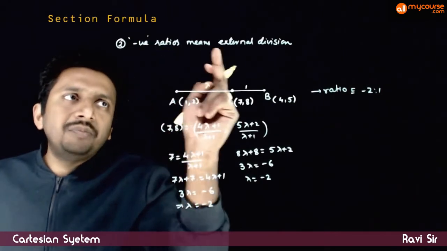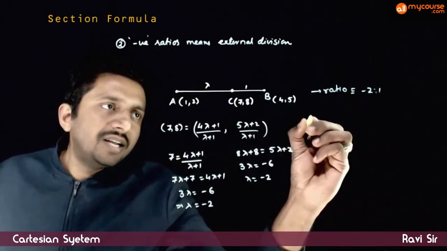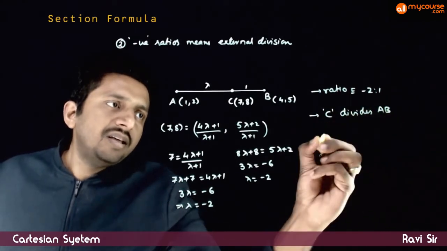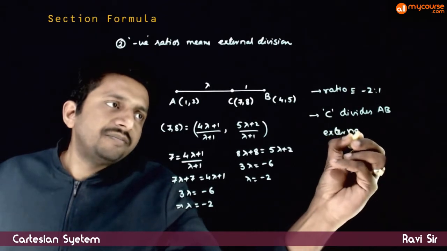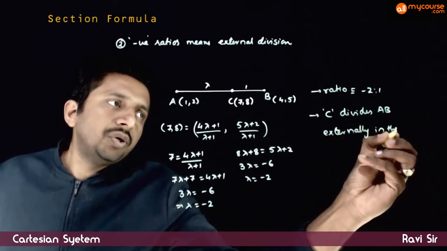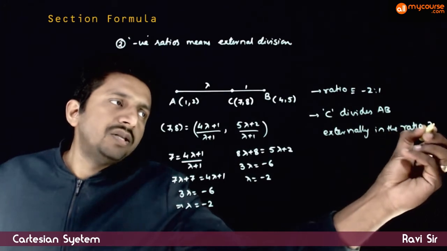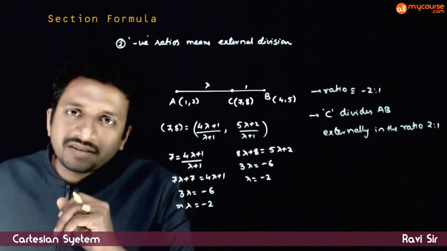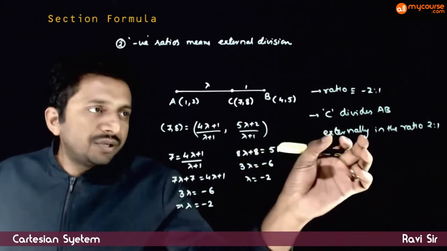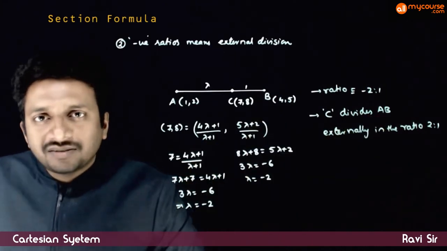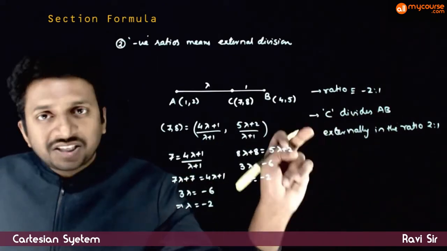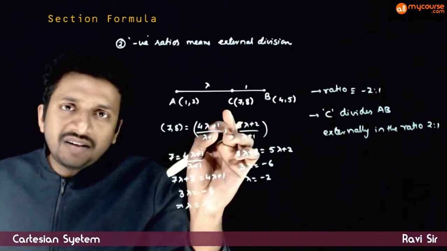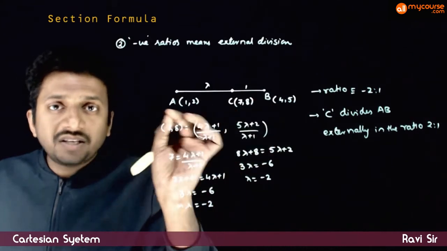So negative ratio means external division. That means C divides AB externally in the ratio 2:1. So when you don't write externally, you have to include a minus, and minus means external. Once you write external, again you don't need to write minus. So C divides AB externally in the ratio 2:1, or directly C divides AB in the ratio -2:1.